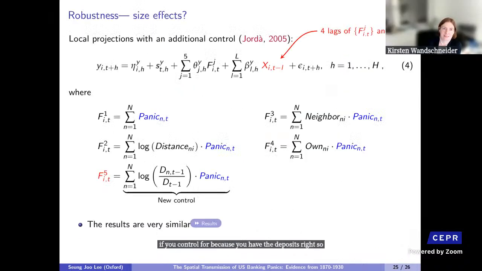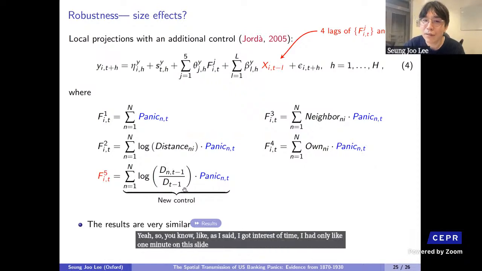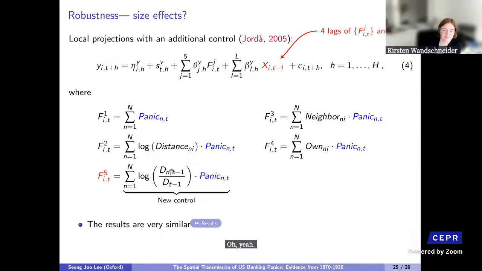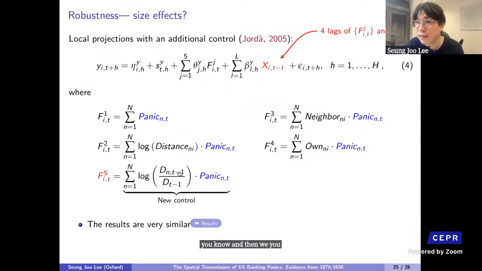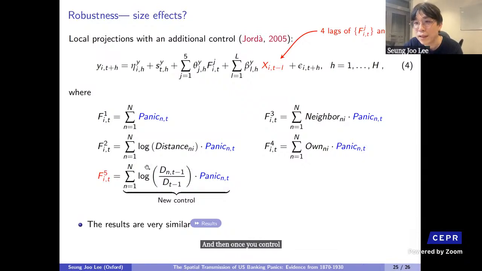Yeah, as I said, because of time, I had only one minute on this slide. But the interesting thing is that we actually control for this deposit share of the state, and of course we use a lagged variable, because panic is kind of random in our mind, following Jalil. And once you control for this relative deposit size, it doesn't change the result that much.